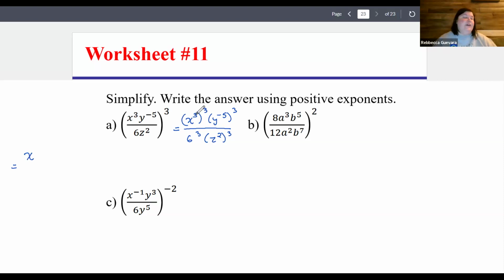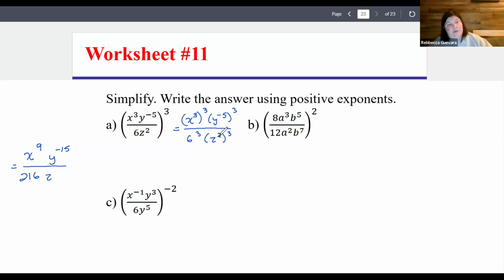So we have 3 times 3, so if we multiply those, that's x to the 9th. We have negative 5 raised to the 3, so y to the negative 5 times 3. If we multiply those, that is negative 15. Then 6 to the power of 3. 6 times 6 is going to be 36 times 6 again. Ooh. Yeah, let me do this in my calculator. This is going to be 216.